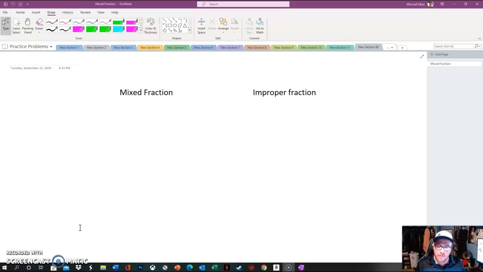In this tutorial I'm going to show you how to convert a mixed fraction to an improper fraction, and I'm going to show you how to convert an improper fraction to a mixed fraction, which is the opposite. So first off, what is a mixed fraction and what is an improper fraction?